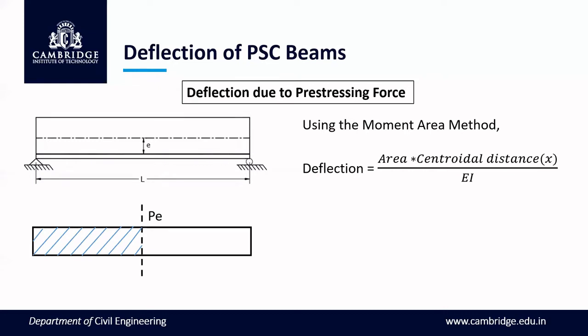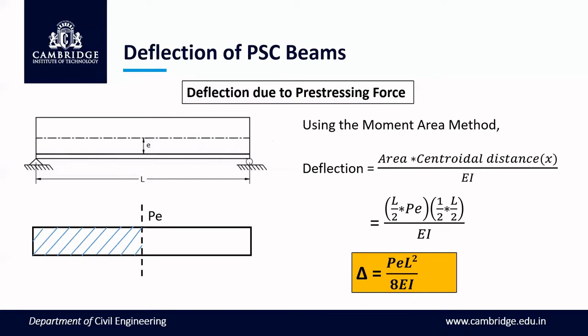Here only half of the portion is considered to find out the deflection, for known reasons. If we calculate the area into centroidal distance of half of this moment area diagram, then we would get these values, which would sum up to be equal to PeL² by 8EI. Hence, if we have a PSC beam with a concentric tendon with an eccentricity e, then the deflection due to the pre-stressing force would be PeL² divided by 8EI.